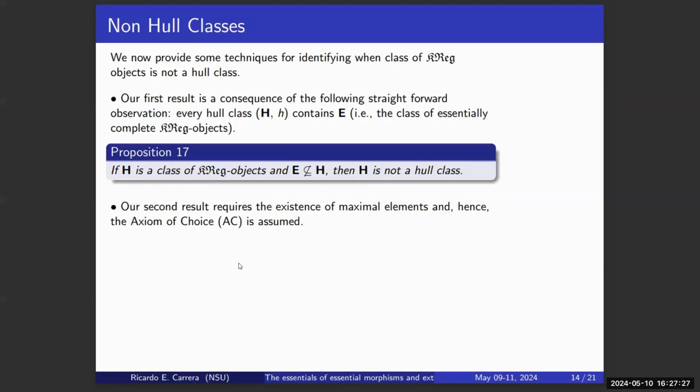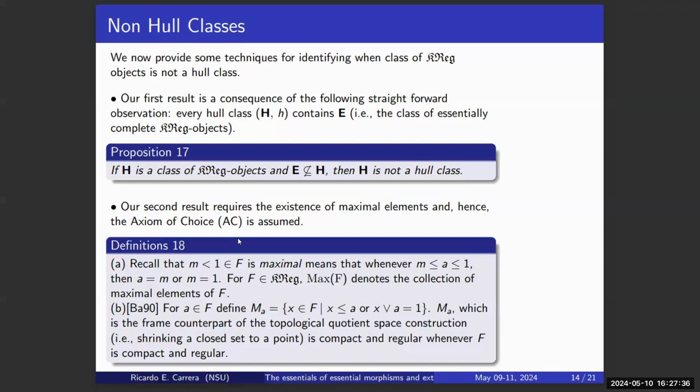For the second approach, we're going to have to use maximal elements, so we're going to have to assume the axiom of choice. Let's quickly recall: an element m less than 1 in F is maximal means that if you have A greater than or equal to m but less than or equal to 1, then either A is equal to m or A is equal to 1. For F in kReg, max F denotes the collection of maximal elements of F.